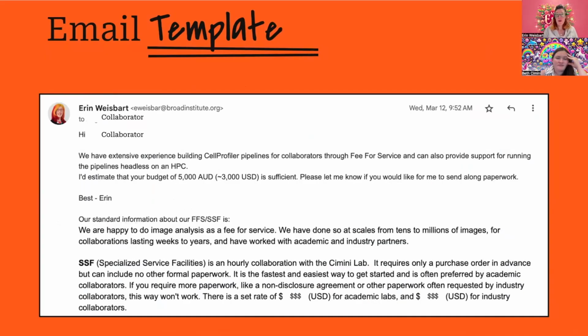The first resource that I wanted to share is just having an email template. When we are contacted by somebody that wants to work with us as a specialized service facility or core facility where they are just paying for our time by the hour, then we have an email template that goes out that directly sets some expectations. Somebody contacts us about working with us in this way, and here's the information that you need to know right in advance. And so this is mostly about money.